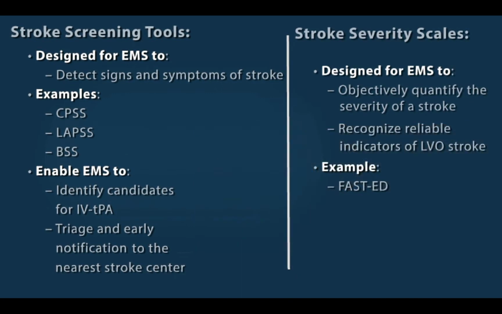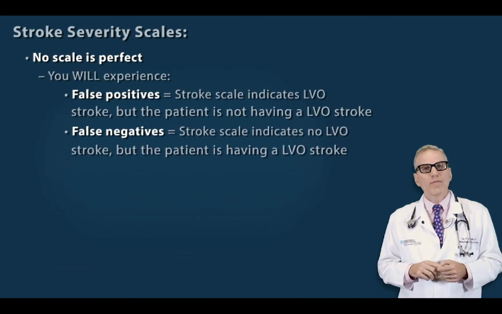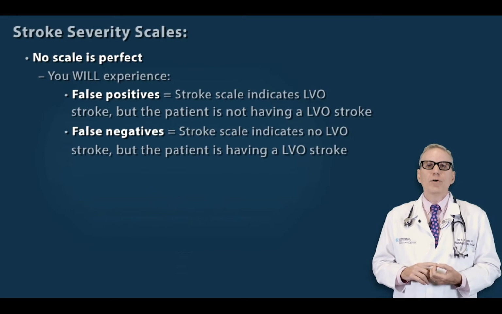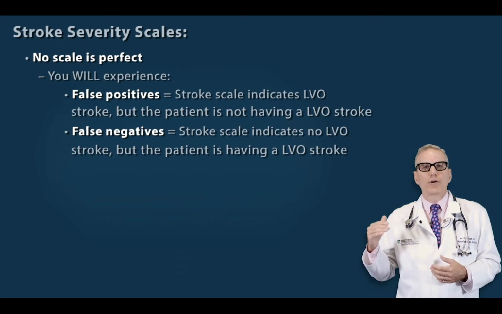In comparison, stroke severity scales like FAST-ED have been designed specifically for EMS to quantify the severity of the stroke and recognize the most reliable indicators that an LVO stroke is present. While stroke screening tools were constructed to simply identify the most common signs of stroke, stroke severity scales are designed to identify candidates who might benefit from mechanical thrombectomy. However, no stroke severity scale is perfect. In fact, far from it. Even the most comprehensive of stroke severity scales are only modestly effective at predicting LVO strokes.